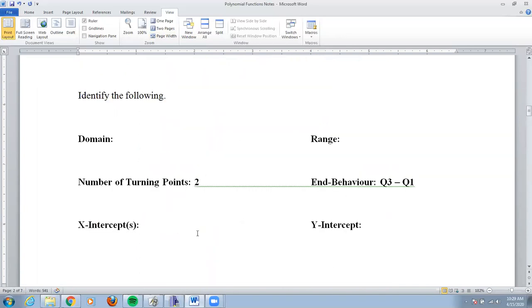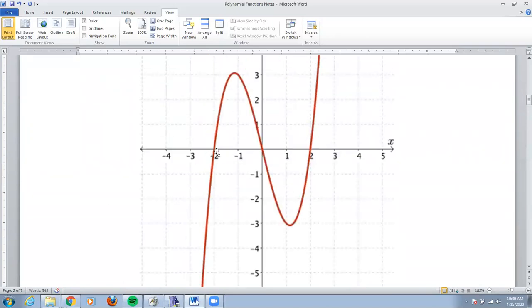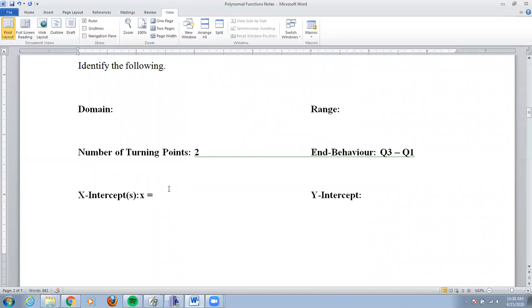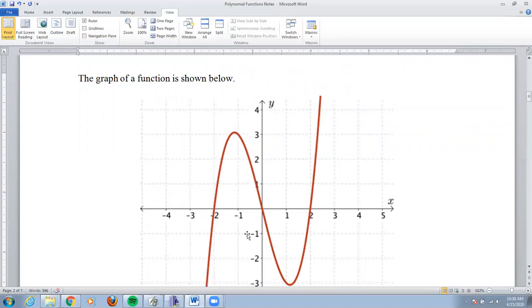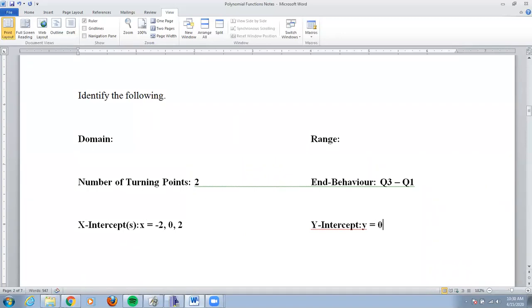So again, remember from grade 11, we can state the x-intercepts as coordinate pairs, or we could state them as x equals the value. So we would go x equals, and then we would always start from the left and go to the right. So -2, 0, and 2. So we would go x equals -2, comma, 0, comma, 2. The y-intercept, if we look on the graph, is equal to 0. You can see that on the y-axis, it touches the y-axis at y equaling 0.